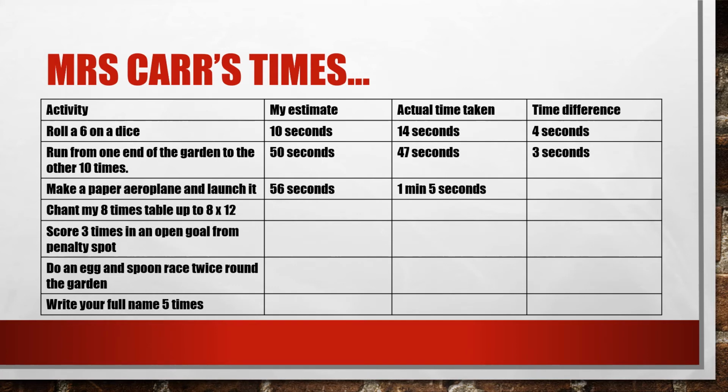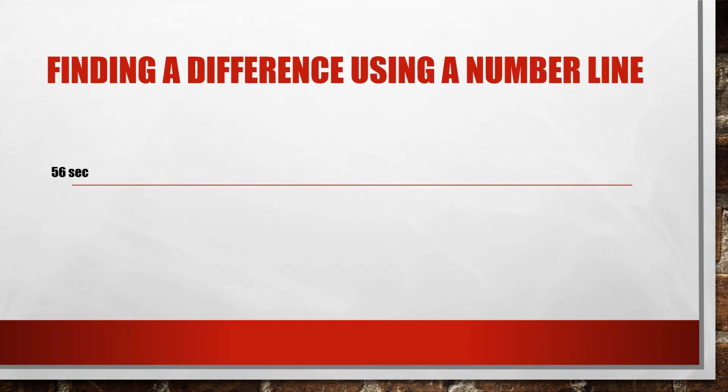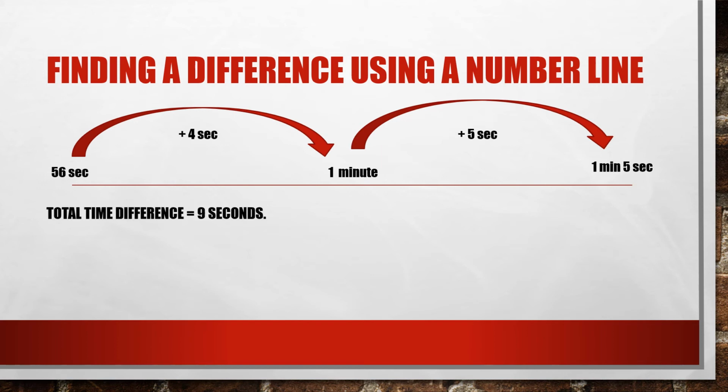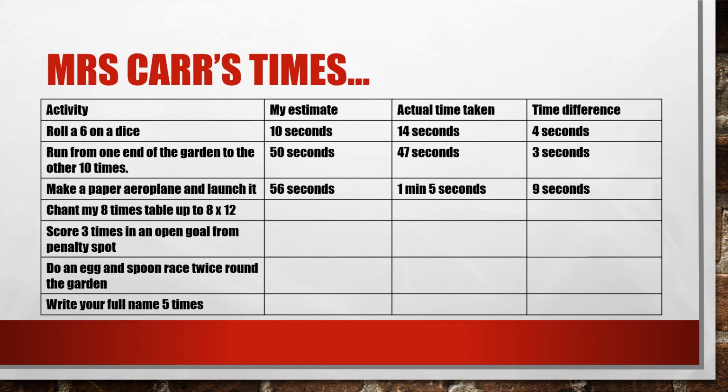So to find that time difference, I might need to draw myself a quick timeline. So I put 56 seconds at the beginning. And it took me 1 minute 5, so I'm going to find the difference. So I jump up to 1 minute, adding on 4 seconds in my head, and then I add on the remainder, which is 5 seconds. So the total time difference there was 9 seconds.